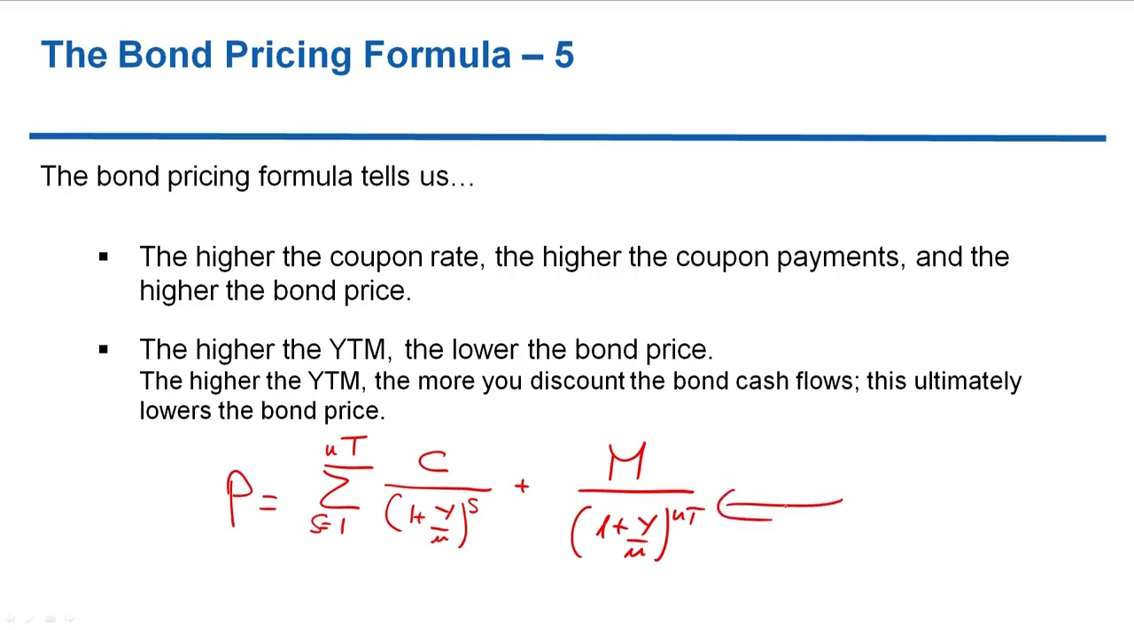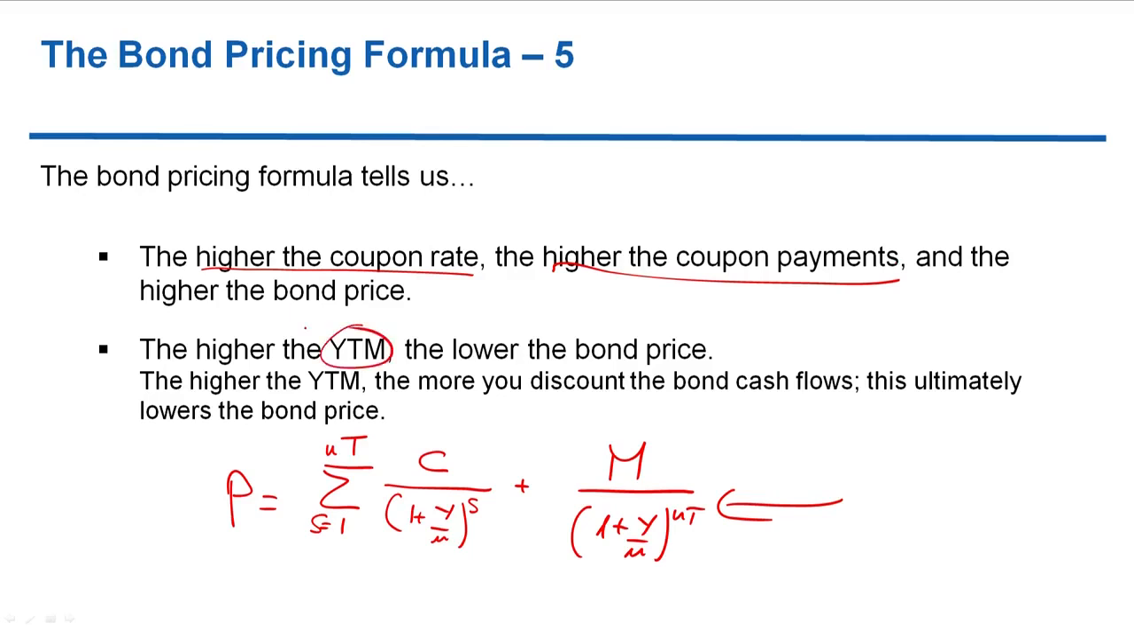Well, it is telling us that the higher the coupon rate, the higher the coupon payments, and therefore the higher the bond price should be, right? Because if the coupon payments are high, then we are getting a high interest income, so we should pay a higher price for that.